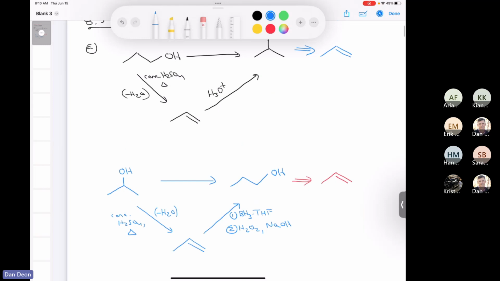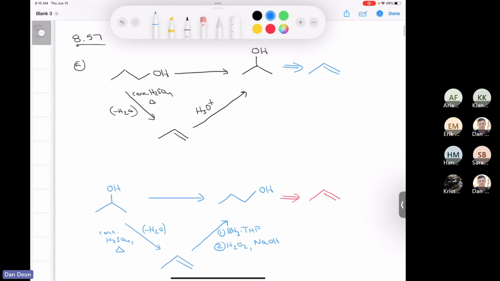All right, so what you see here is that you can go forward or backward. Now you have the prowess to be able to do either one of those transformations. So yay us, yay students.